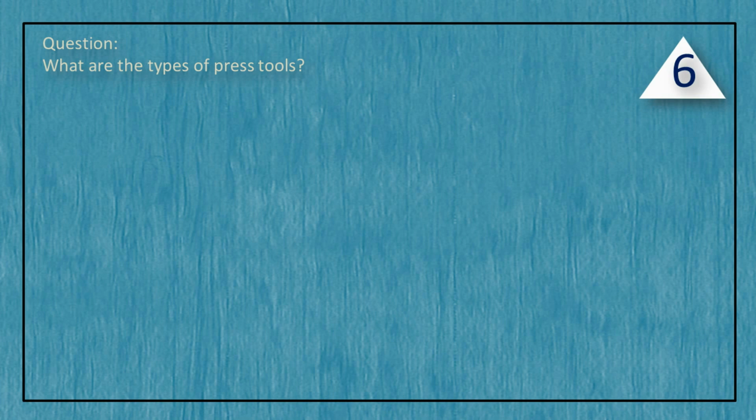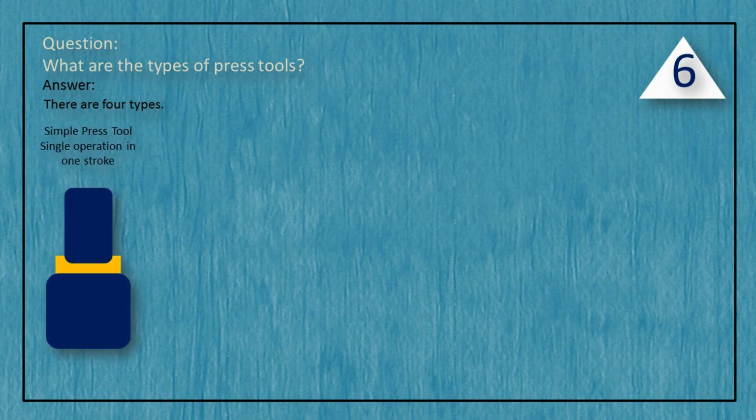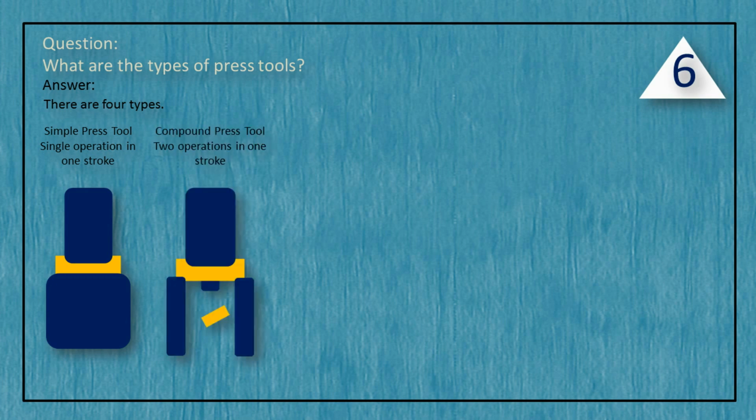Question. What are the types of press tools? Answer. There are four types. Simple press tool: single operation in one stroke. Compound press tool: two operations in one stroke.